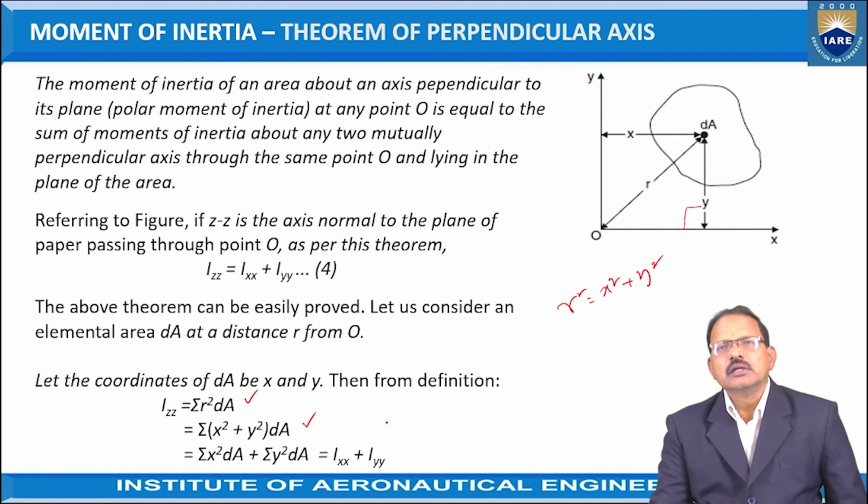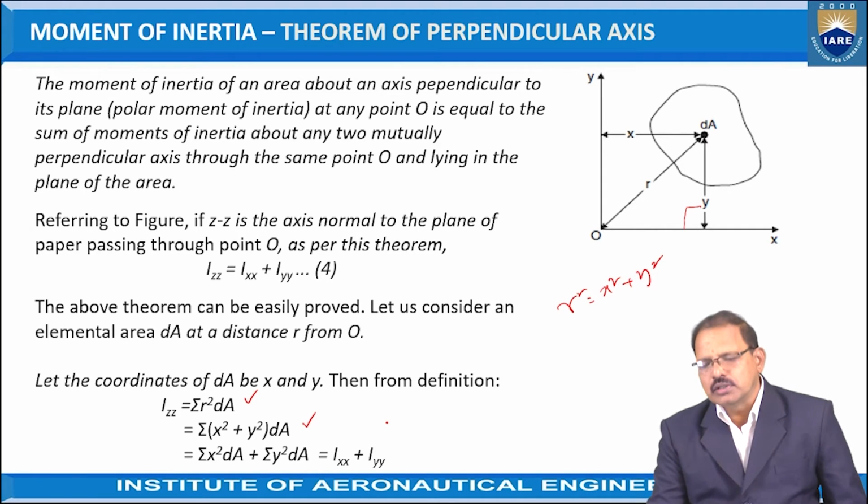Or in other words, the moment of inertia of an area about an axis perpendicular to the plane at any point O is equal to the sum of the moment of inertia about any two mutually perpendicular axes passing through the same point O and lying in the plane of the area. Hence, it is proved.